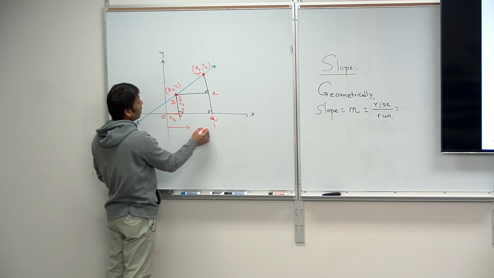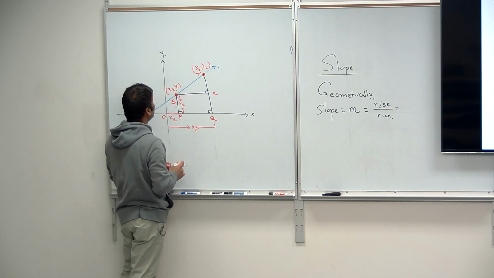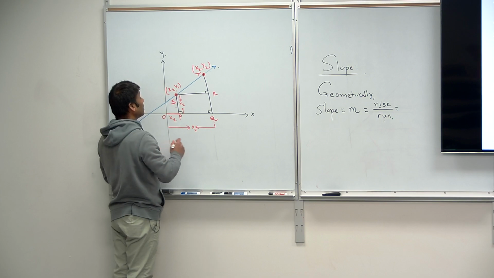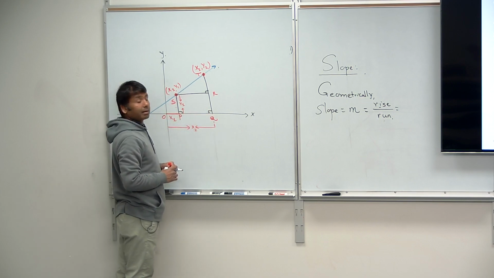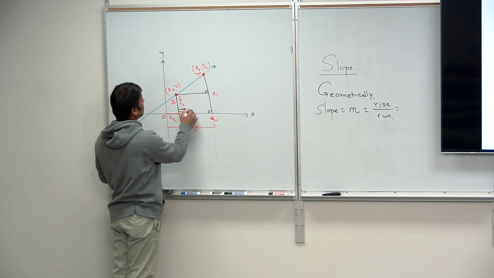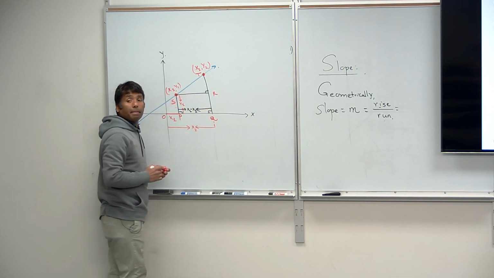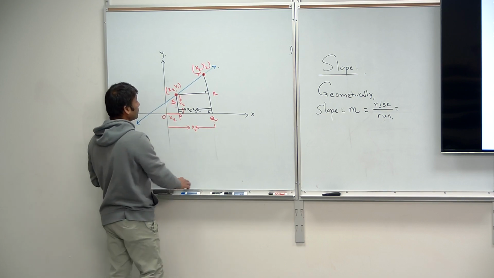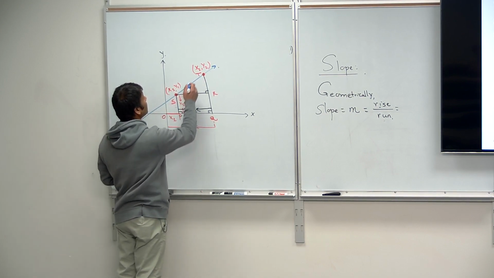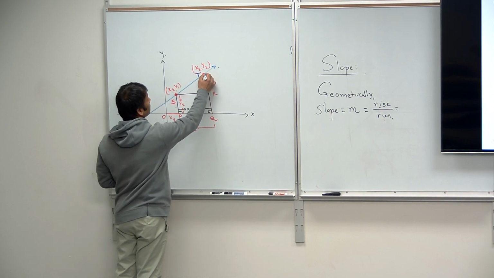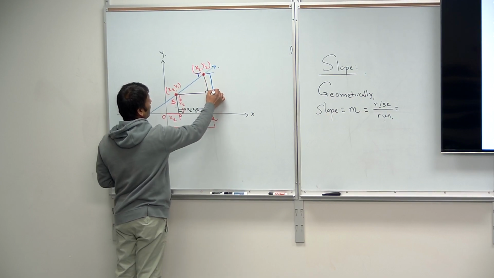And what is OQ? x2. Yes, this is x2. And so what is PQ? No, it's x1 to x2. This is x2 minus x1. Are you guys with me? So now look here. This is my T, okay? What is TQ? y2. Yes, this TQ is y2.